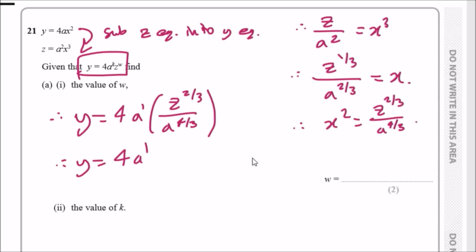So when you're dividing, you're subtracting powers here. So this is a to the power 1 divided by a to the power 4 thirds. So 1 minus 4 thirds. Just put that in your calculator: 1 minus 4 thirds. And you should get minus 1 third.